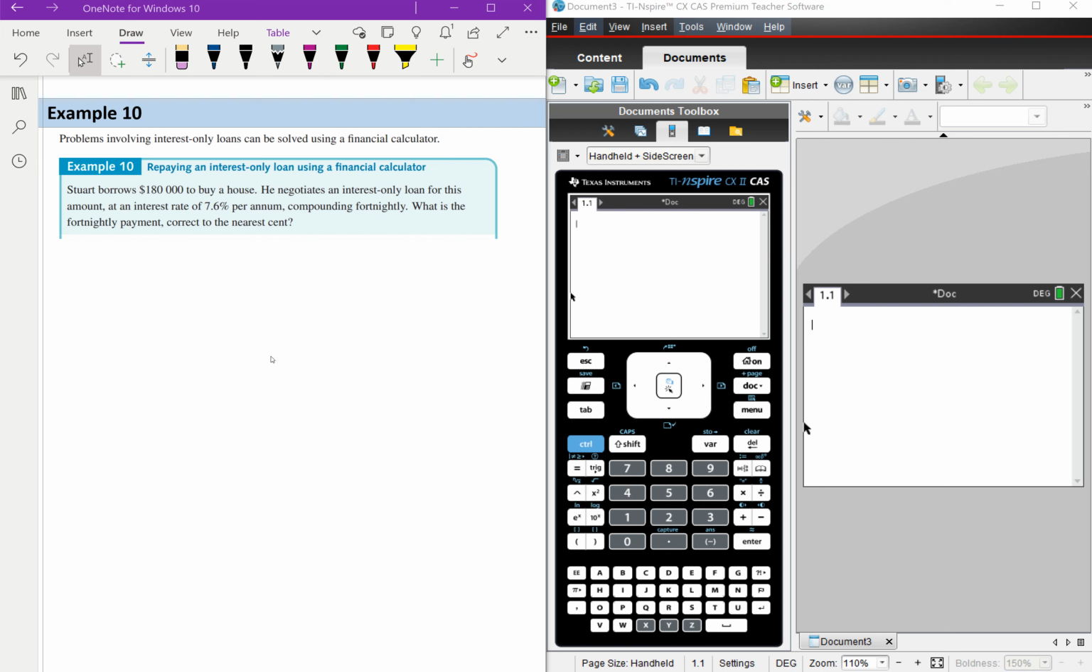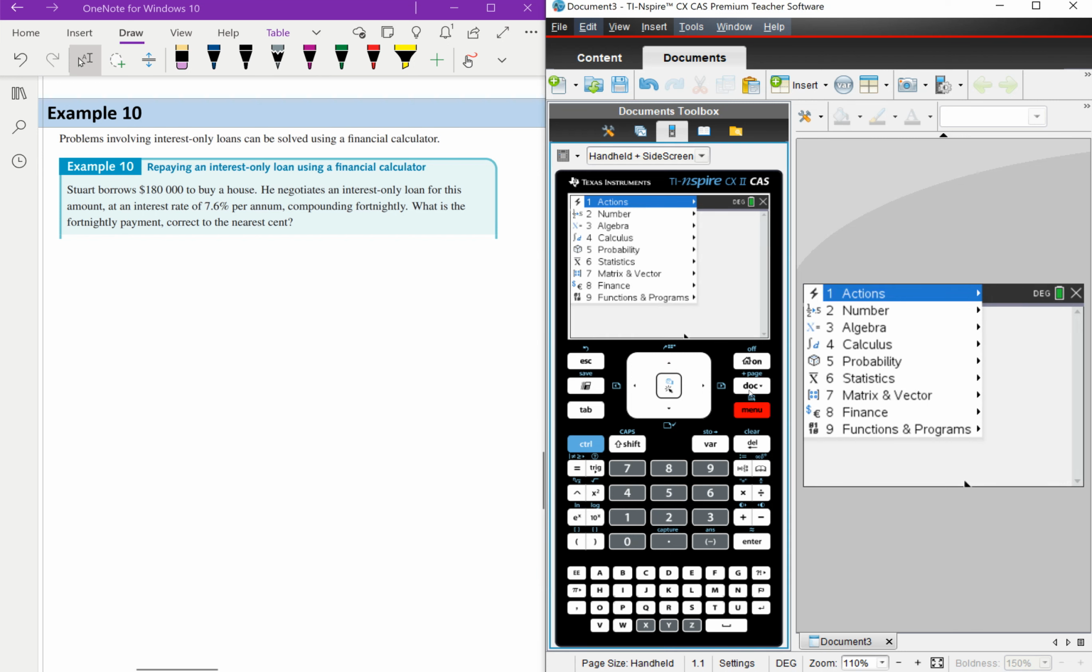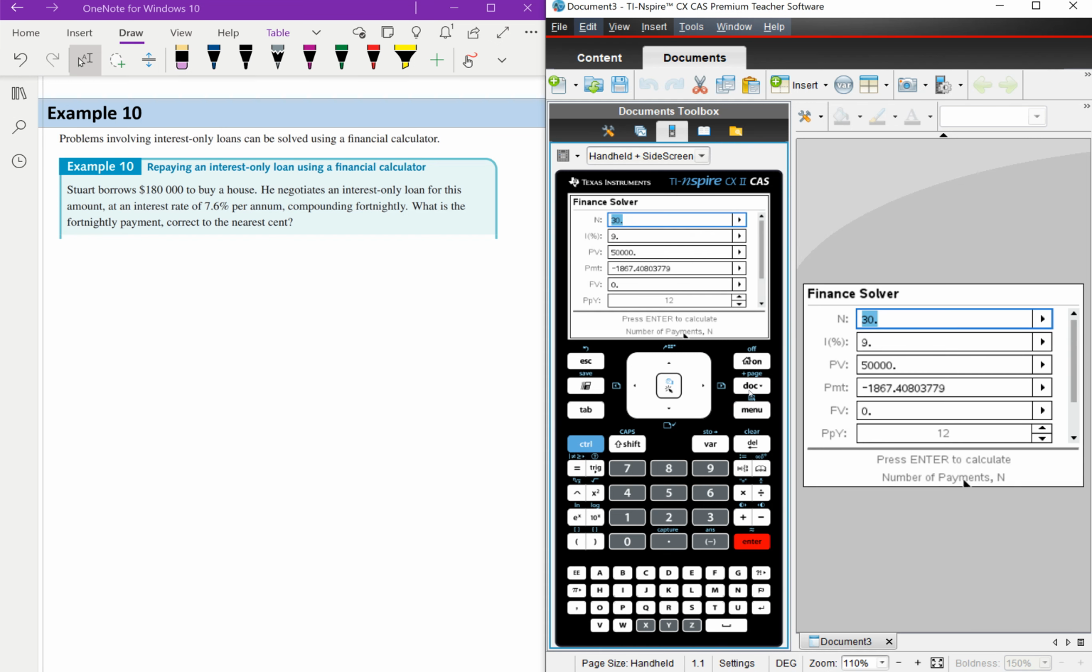We are now doing example 10, where I'm going to show you that you can still do repaying interest only using a financial calculator, which is the financial solver. Go to menu, same as example 9, and choose finance solver. This is from my previous example, so I'm just going to delete them all. All good. Let's go back to the problem.